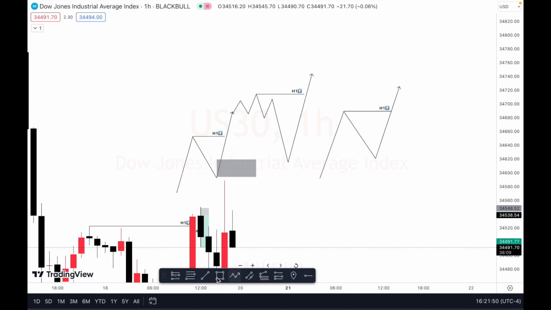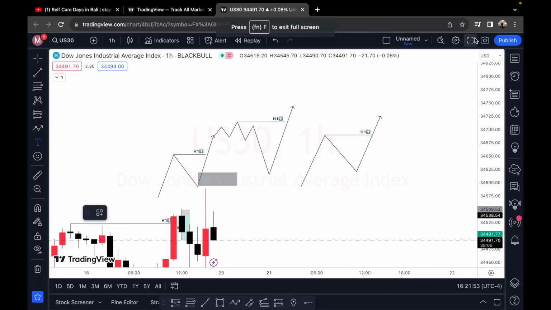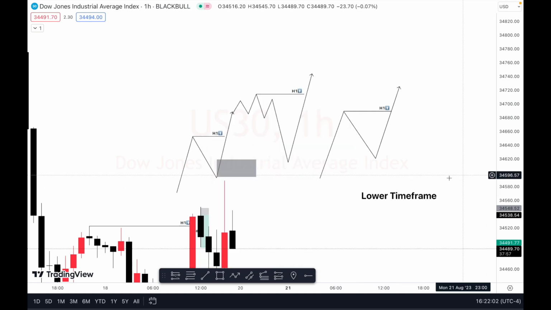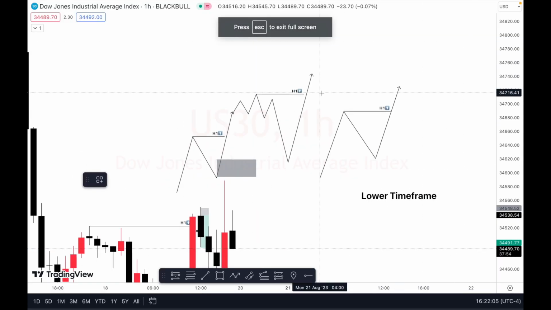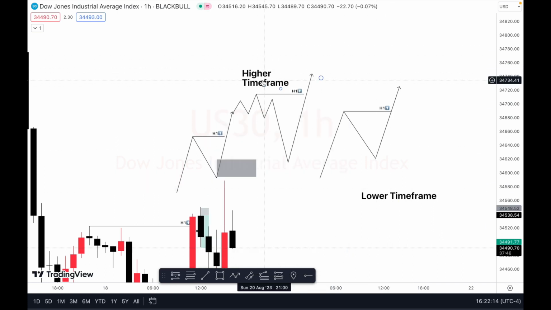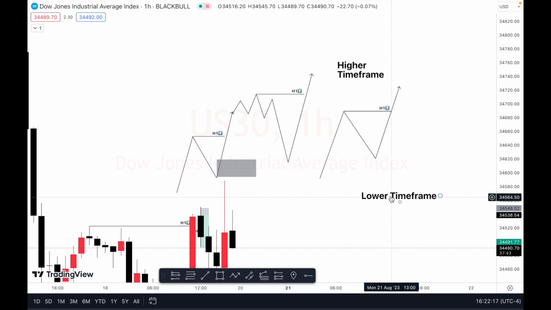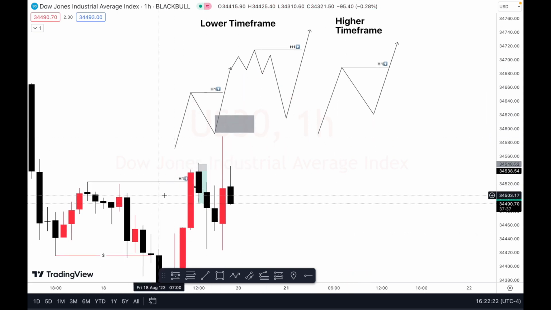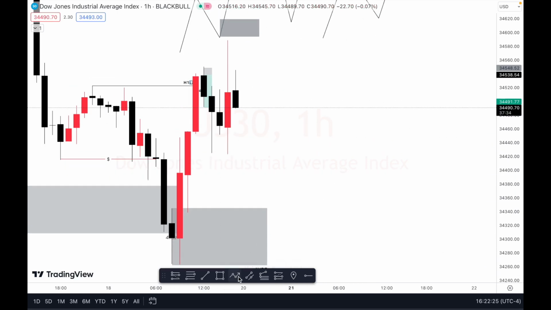Let's just mark this out actually. Lower time frame. Oh shoot, I put the wrong thing. Higher time frame. I had to just switch these. So this is how price looks. This is the higher time frame, which is what you see here. You see how it has the same thing, right? Go up, come down, go back up, break structure.